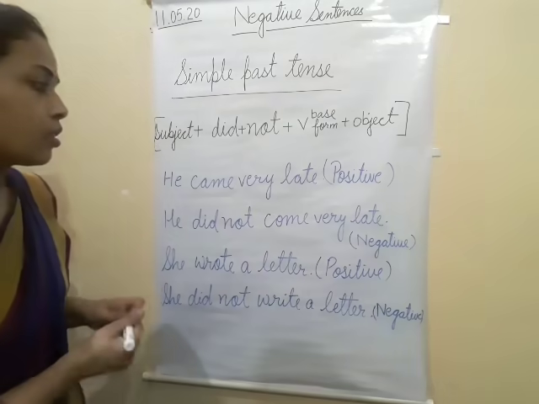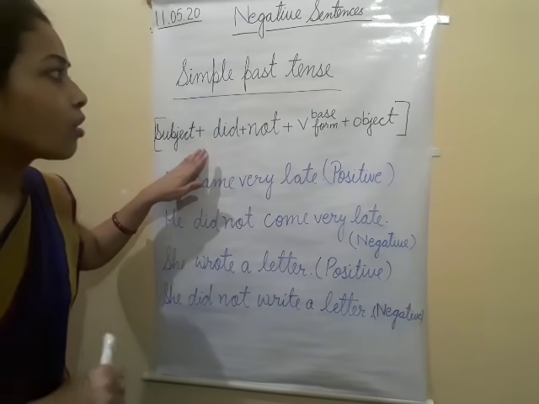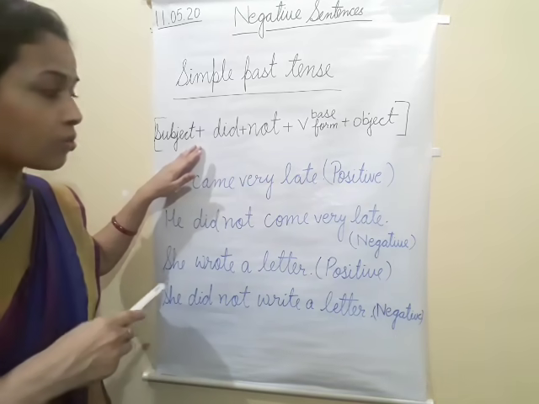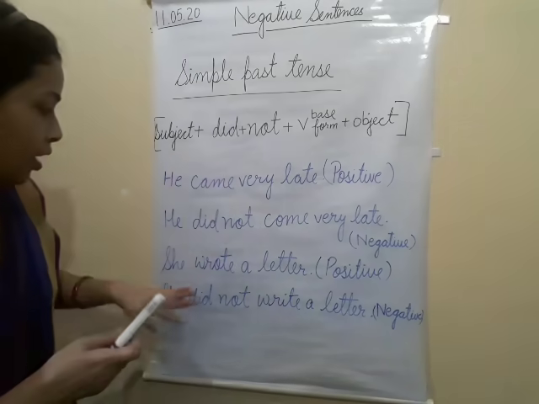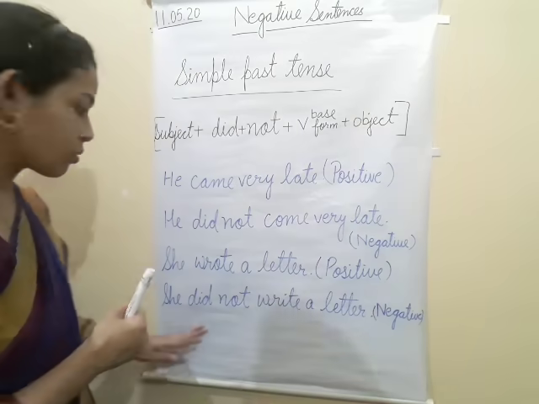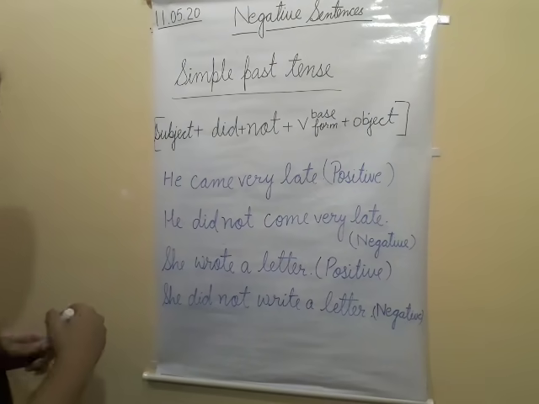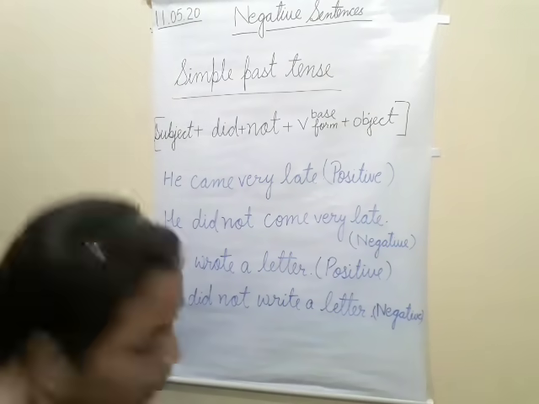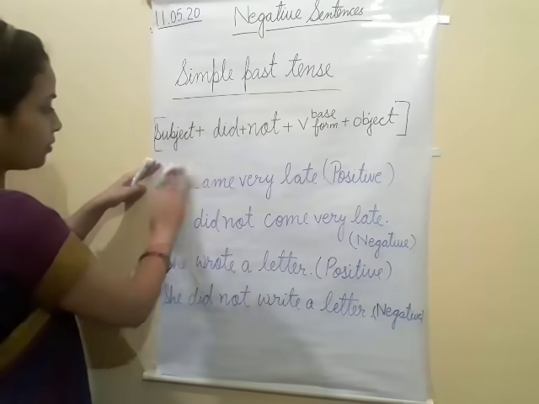Clear, no? So this is the structure of simple past tense, how we change it into negative. Here are the examples I have written. I hope you understood this. One more example I am writing. She sang a song.